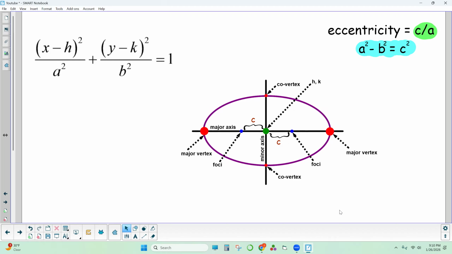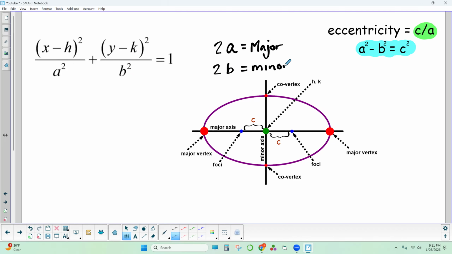Okay. All right. So looking at our equation over here, (h, k) is the center of our ellipse up top. And then we've got a squared and b squared. Now, if we take the square root of a squared, we get a. And if we double a, that's the length of our major axis. If we take the square root of b squared, we get b. And if we double that, we get the length of our minor axis.